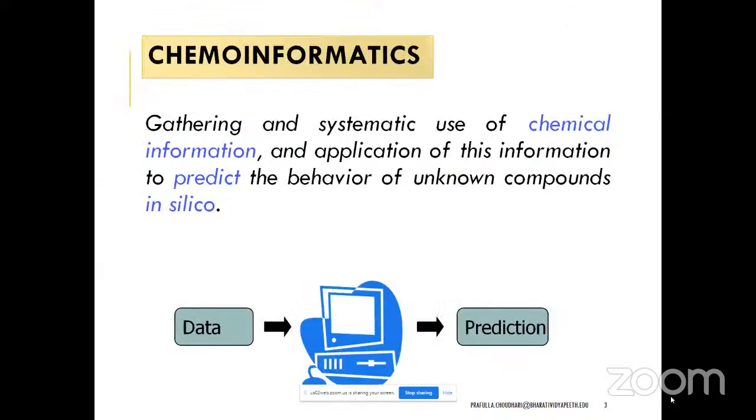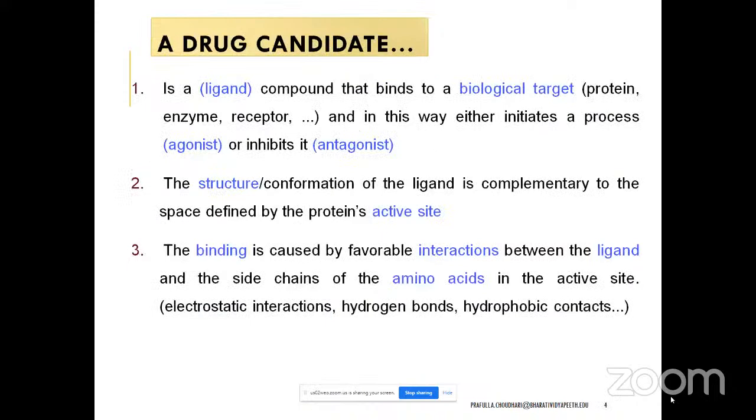Okay. So we have started with the discussion of informatics. I think we'll continue with the drug candidate. This binding is caused by favorable interactions between the ligand and the amino acids present in the side chains of the active site. Normally these interactions are electrostatic interactions, hydrogen bonds and hydrophobic contacts. But why does this interaction occur? This interaction is nothing but the physicochemical, or chemical, behavior from the protein side to the ligand side, or you can say the interactive atoms.